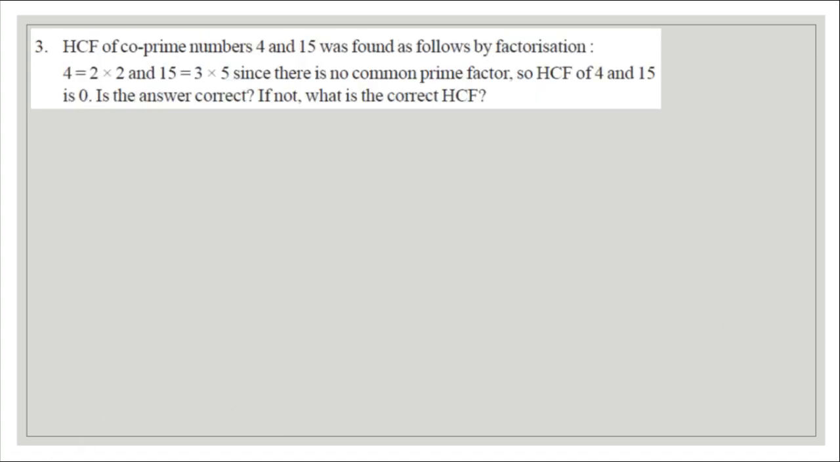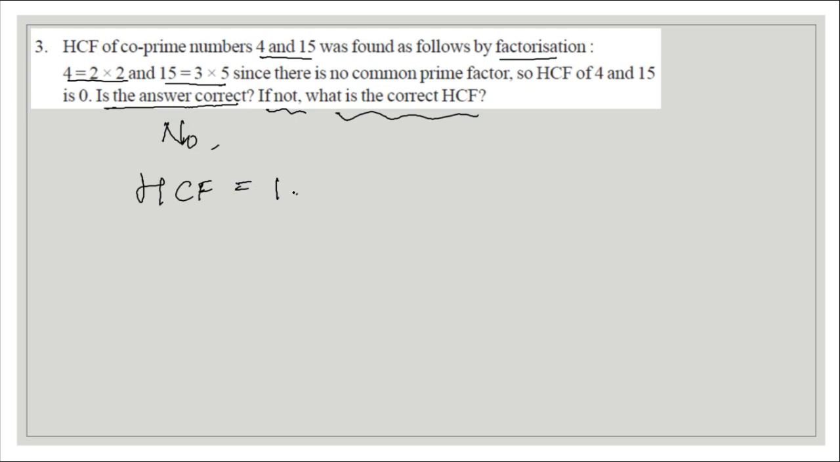Question number 3. The highest common factor of two co-prime numbers 4 and 15 was found as follows by factorization. 4 is 2 into 2, 15 is 3 into 5. Since there is no common prime factor, the highest common factor of 4 and 15 is 0. Is this answer correct? No, it's not correct. If not, what is the correct highest common factor? The highest common factor is 1.